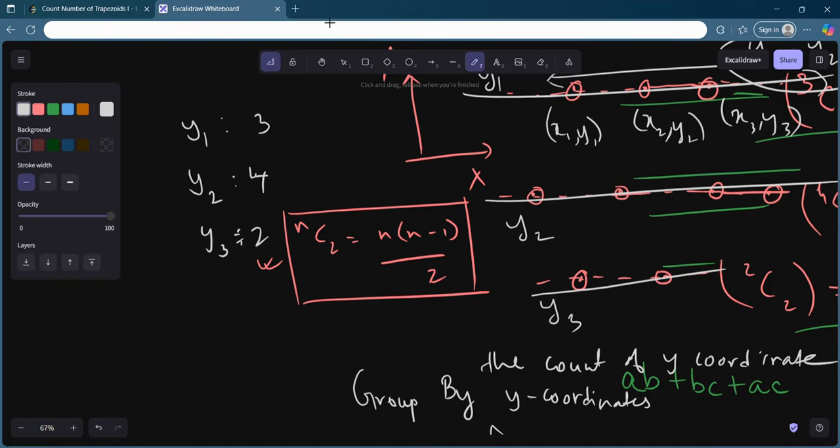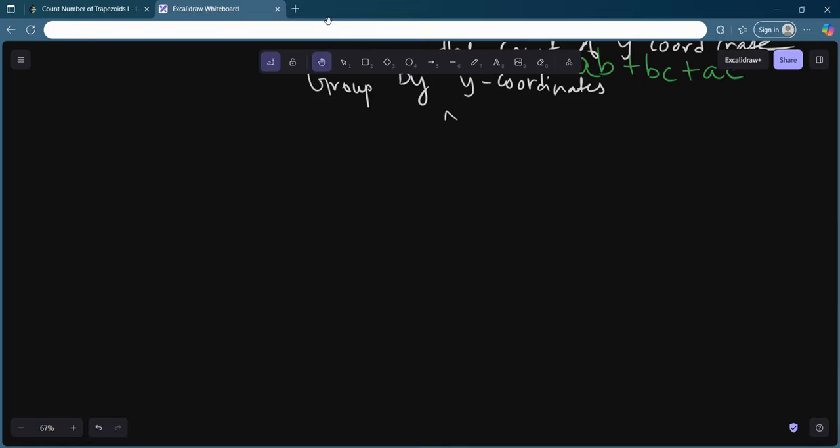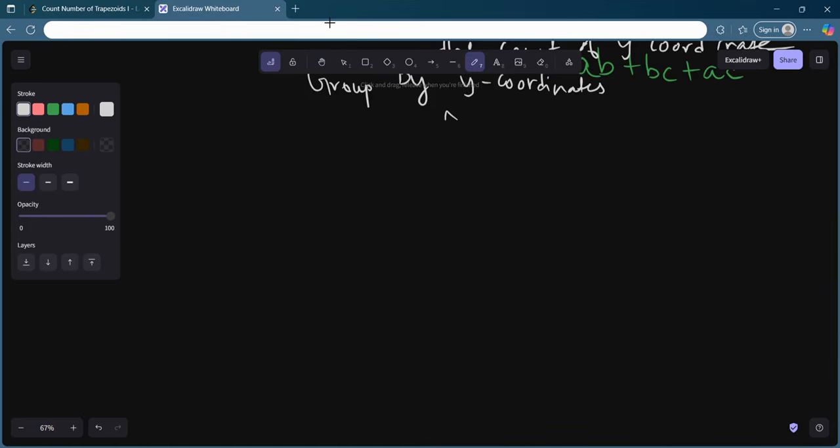Once you get this, you can transform everything into nC2, 3C2, 4C2, 2C2, and then you multiply them. If this is abc, you just multiply them. Now what if you group by the y coordinates and for the first y coordinate there are a1 points, for the second y coordinate there are a2 points? This is frequency, so it is a key comma value pair, and the value is nothing but the frequency of the y coordinate. I hope this much is very clear.